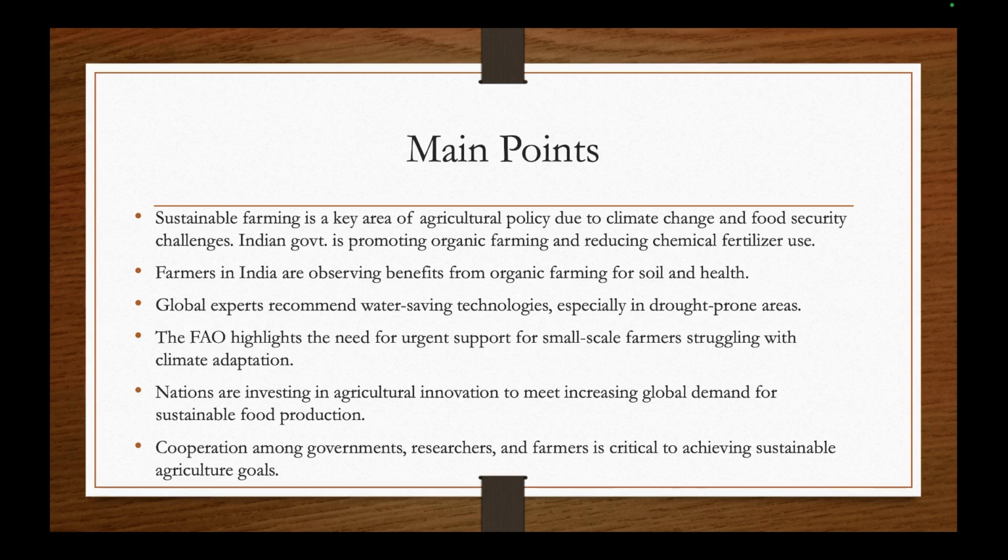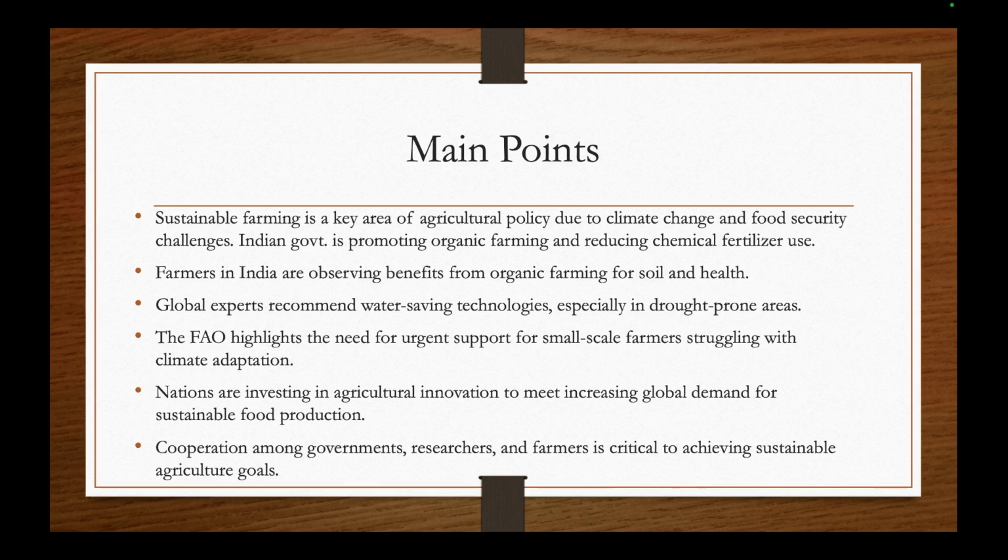As you know, organic agricultural products are beneficial for our health as well, and they don't deteriorate the fertility of the land as well, which is otherwise being deteriorated by a lot of pesticides that farmers often use. Though they are more cost effective, however, they put a toll on the soil, on the fertility of soil, and on human health. Global experts recommend water saving techniques, especially in drought prone areas.